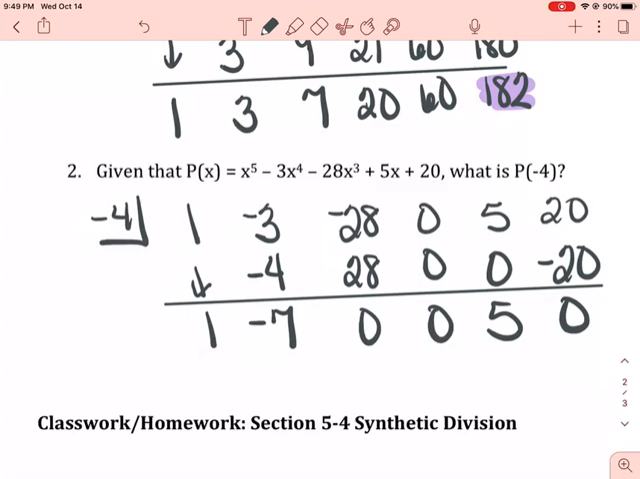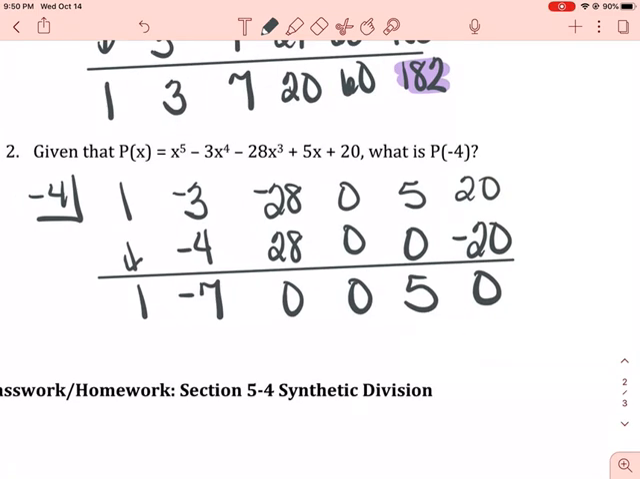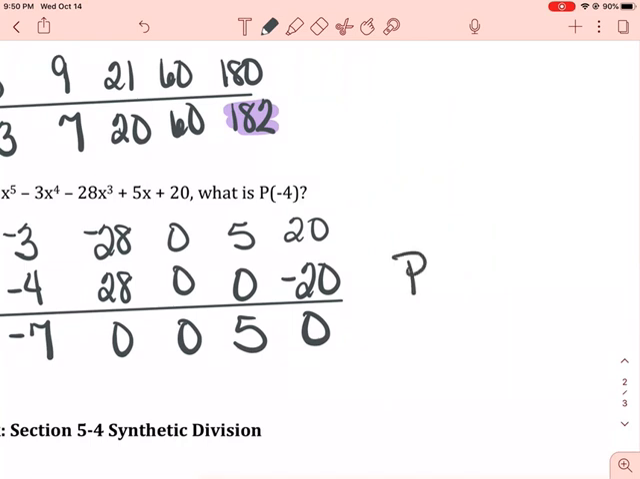So if I put negative 4 in, my answer is 0. What does that mean? That means there's no remainder, which means that negative 4 is a 0 of the graph, which means that if I put this in the calculator and see where it crosses the x-axis, you're going to get negative 4. Okay, so it's pretty cool. And if I evaluate, it's the same thing. Okay, so what is p of negative 4? P of negative 4 is equal to 0.